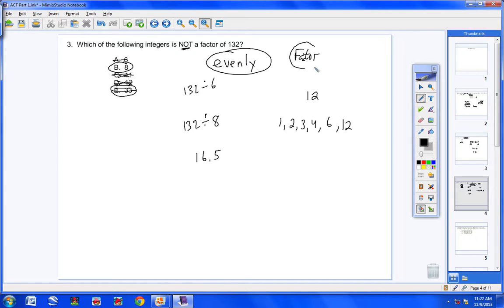Please do not forget what the word factor means. It means small little numbers that go into this number evenly. We'll talk about multiples later, okay?